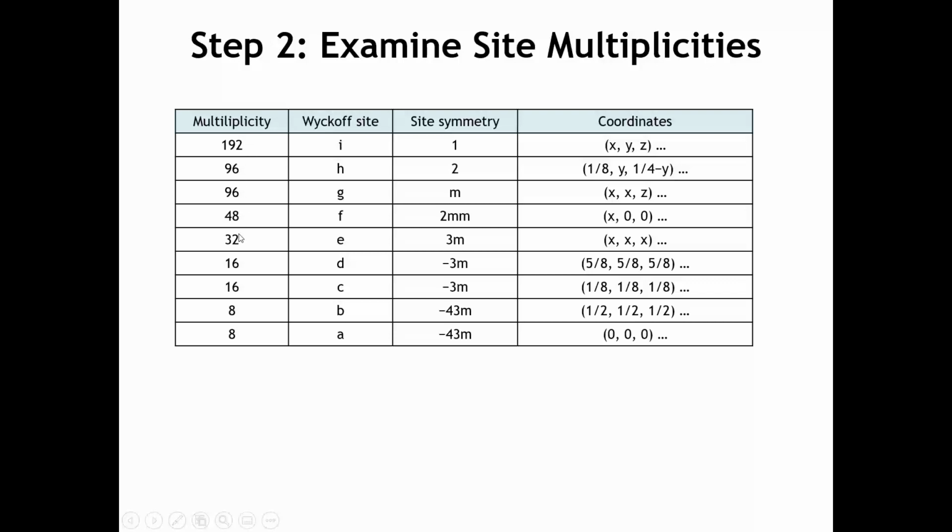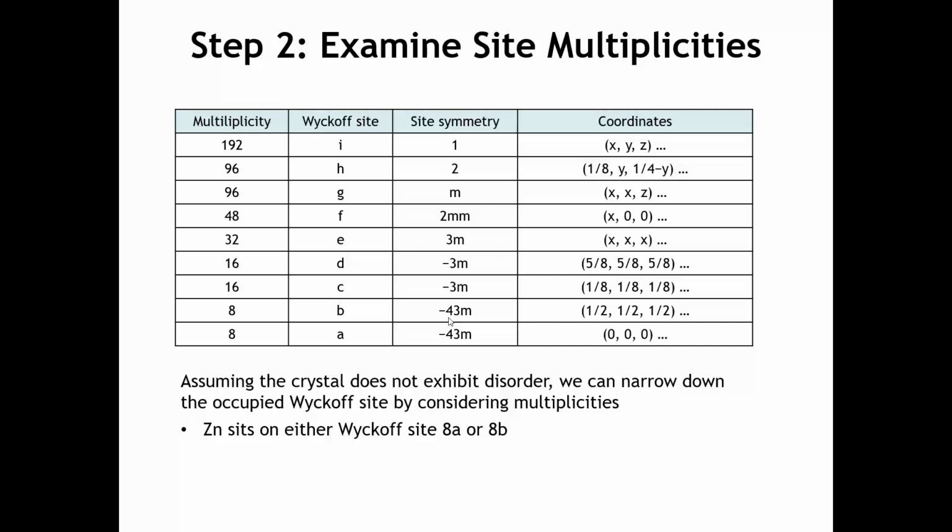So if we look at these site multiplicities, we can see that many of them are too big for the number of atoms that we have in the unit cell. So if we were to start with the zinc, we've determined there's 8 zinc atoms in the unit cell. And unless there's some kind of disorder in the crystal, which is always a possibility, but let's assume that we don't have disorder for this case, then the zinc has to go either on 8a or 8b. These sites have -43m symmetry, right? That's perfect tetrahedral symmetry. So we're going to put the zinc on one of those sites. We don't know which one, but we know it should be one of them.